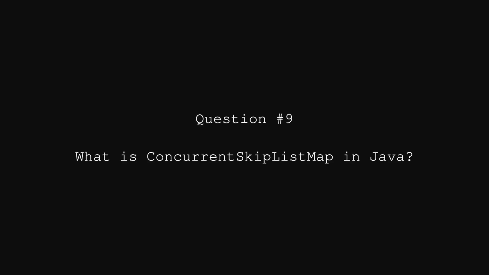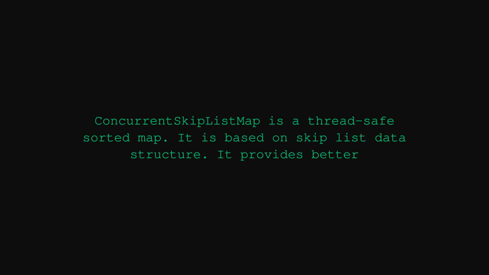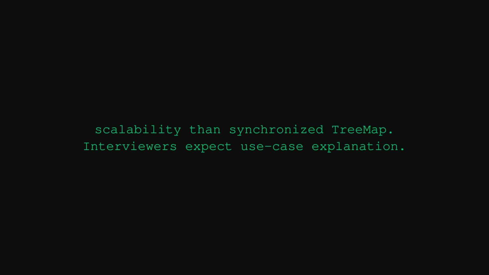Interview question related to collections. What is ConcurrentSkipListMap in Java? ConcurrentSkipListMap is a thread safe sorted map. It is based on the skip list data structure. It provides better scalability than a synchronized TreeMap. Interviewers expect use case explanation.